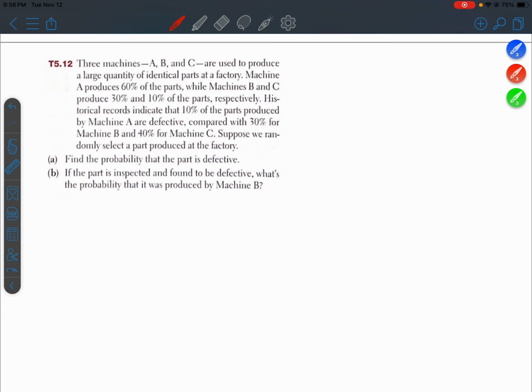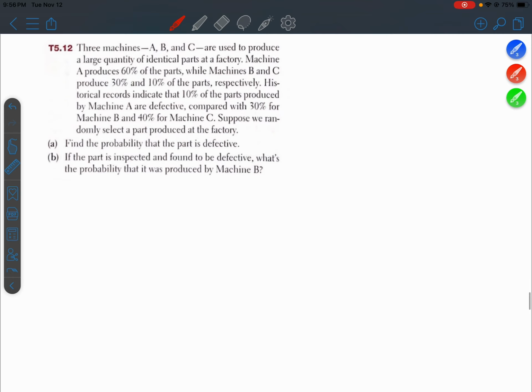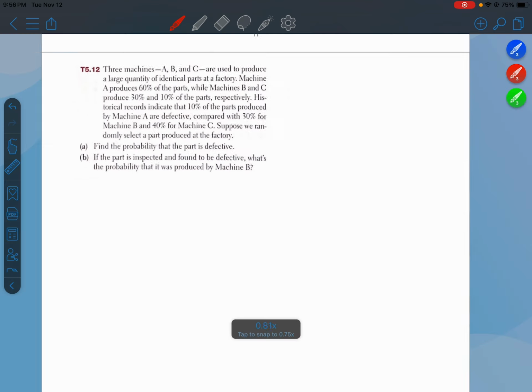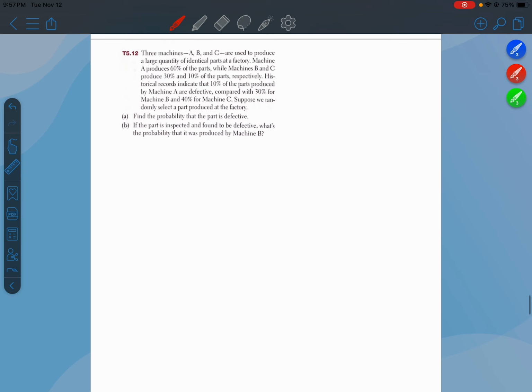Okay. So part A, find the probability that this randomly selected part is defective. And then part B, if the part is found to be defective, what's the probability that it was produced by machine B? All right, so this is a classical problem where you'd want to use a tree diagram. Let's make sure that we give ourselves plenty of space.